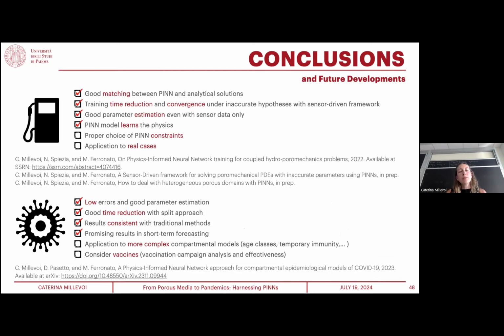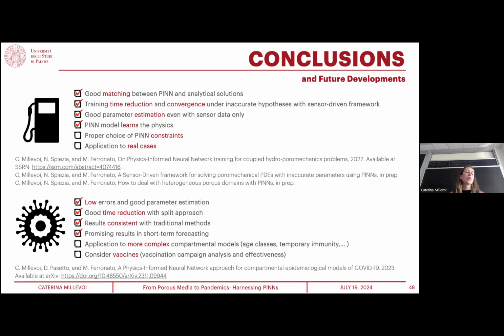So to conclude, we have seen applications that we made in power mechanics, reservoir simulation, and in epidemiology. In the first case, we were able with PINNs to reach a good matching between PINN and analytical solution. We were able to reduce the training time and to reach convergence under inaccurate hypothesis with the sensor-driven framework that we proposed. We were able to reach a good parameter estimation with sensor data only in the most part of the homogeneous cases. And we were able to understand that the PINN is able to learn the physics.